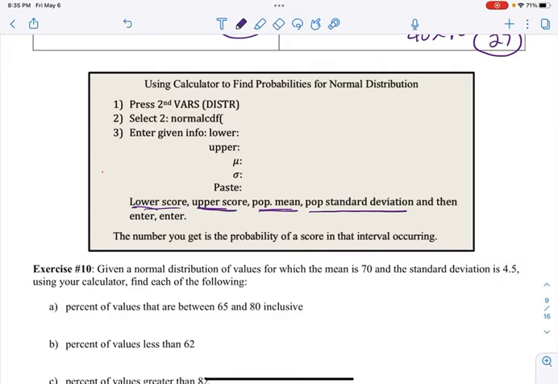Now when you do it on your real graphing calculator, the actual words lower, upper, and the mean and the standard deviation and that space comes up. When you do it on a calculator on your phone, you're going to do the same thing. Second VARS, select number 2, but just parentheses come up. So these words don't come up. You're going to have to know to put them in. Now the number that you get as your answer is the probability of that score in that interval occurring.